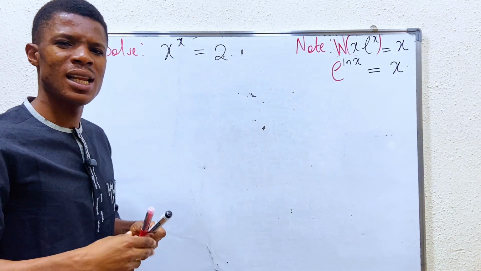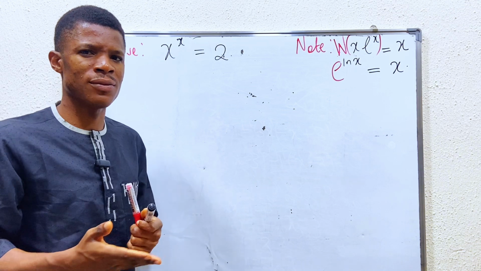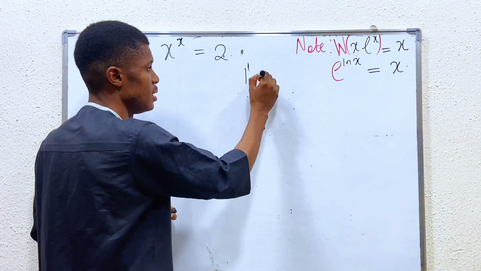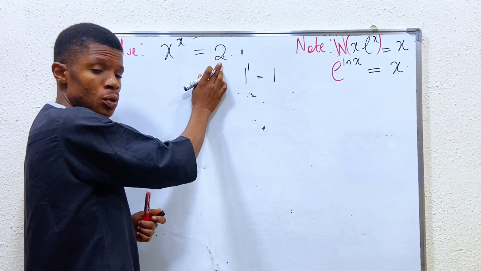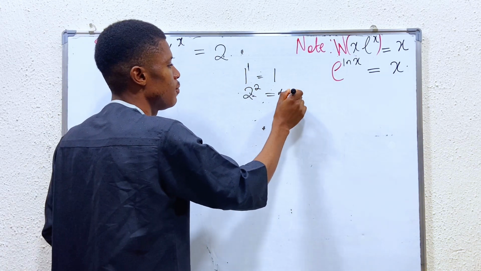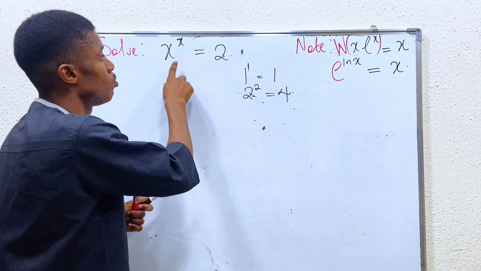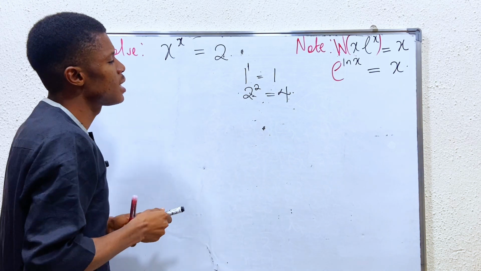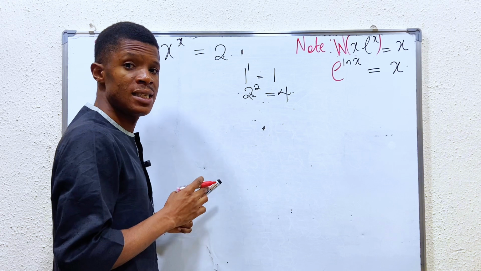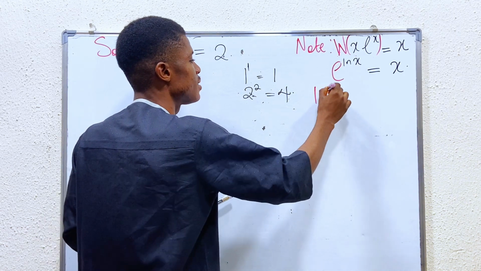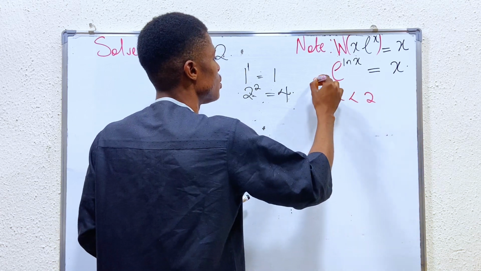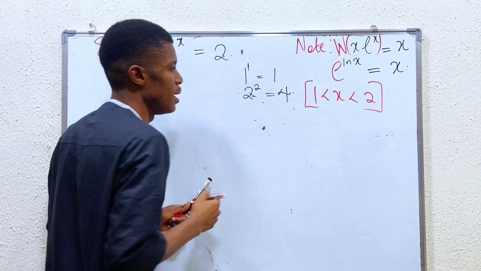So at this point, let's actually know the range of values for this x. Because when we raise 1 to itself, 1 power 1 is always 1, which is not exactly 2. And once we do 2 power 2, raising 2 to itself, we are going to get 4, which is more than 2, which is the solution. This clearly shows us that x is greater than 1 and x is less than 2. So the values of x are within 1 and 2.